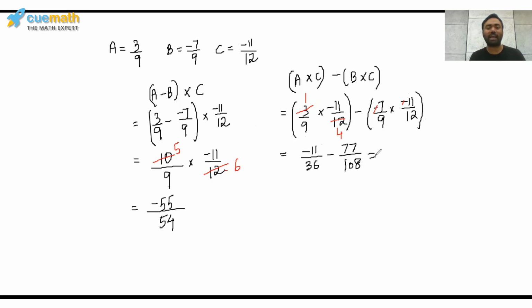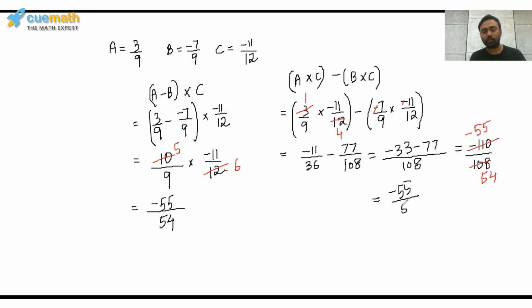Now we have done this like 2-3 times. We can directly write 108 is the LCM. Negative 11 would become negative 33 minus 77. So this is going to get negative 110 over 108. And if we simplify this part, we are going to get negative 55 over 54. Eventually the value which we are going to get from this expression is negative 55 over 54. So we see that the values which we have got from both the expressions are the same.